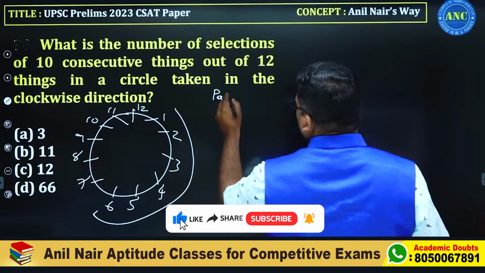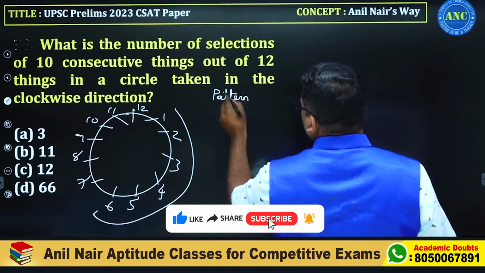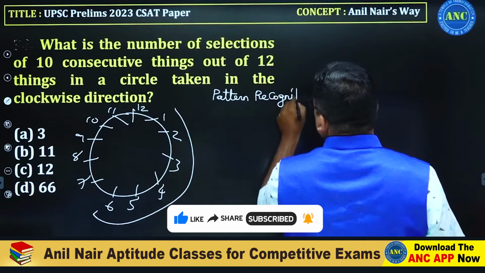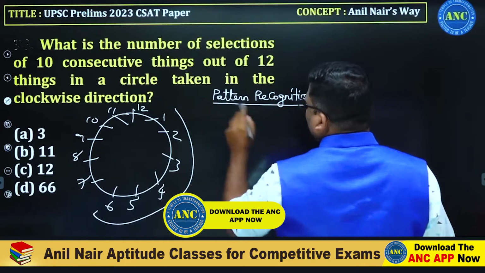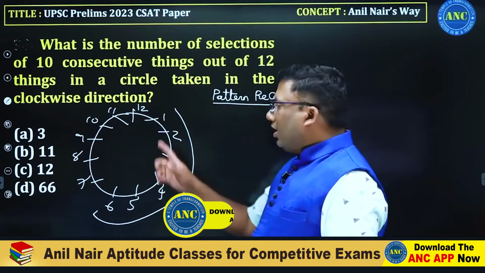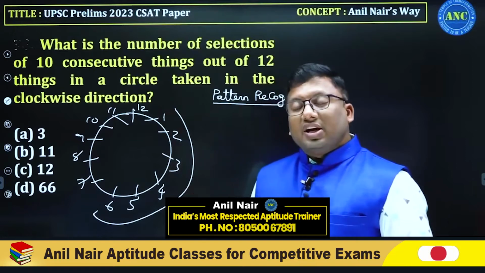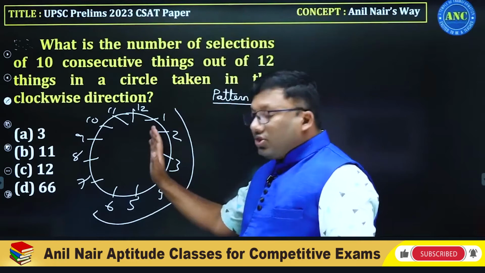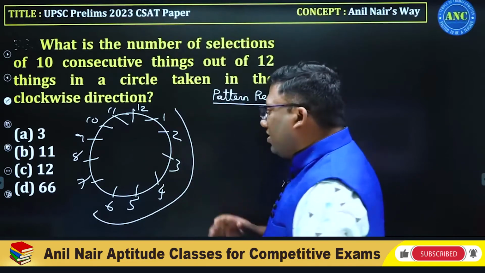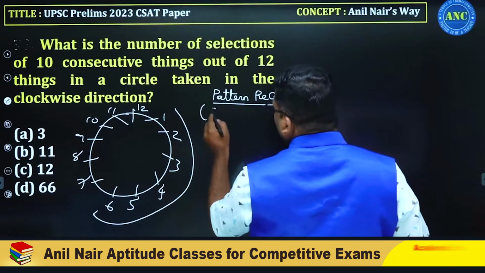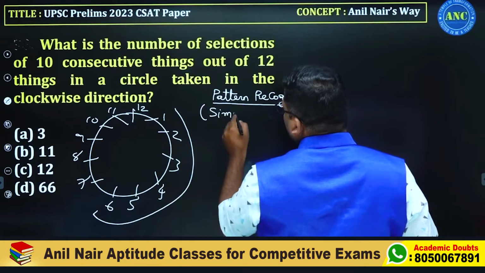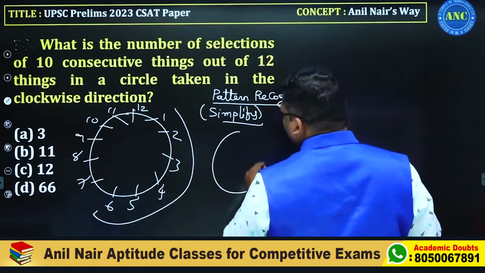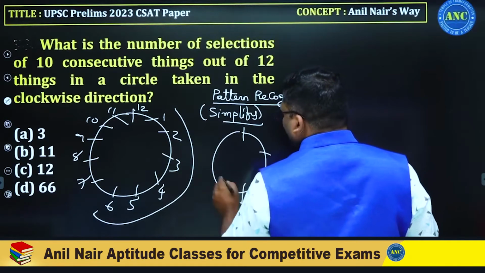The first is pattern recognition. What is a pattern recognition question? Out of 12, how many consecutive things do I need to take? 10 consecutive things. What I will do is simplify the question with the same pattern. I will take only 5 people.